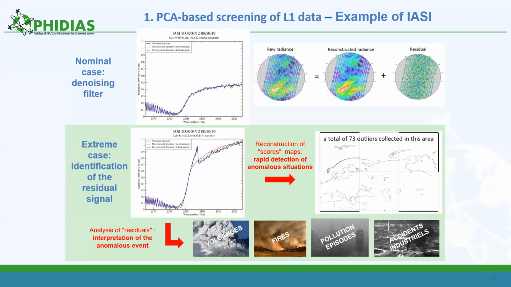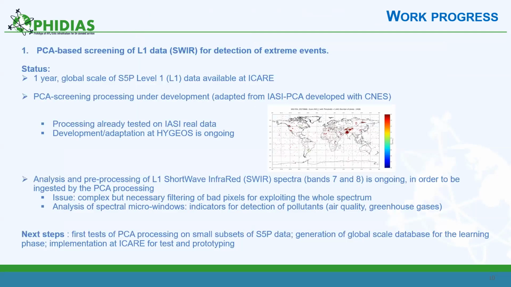But when there is a specific extreme event, the outlier or the specific signature of the extreme event is not reconstructed by the processing, and we can identify outliers and make maps of this sort of extreme event. This allows, by analysis of the spectral structure of the outlier, to interpret the information in order to classify specific extreme events like volcanoes, fires, pollution episodes, etc. This work is in progress. It is based, as I just said, on already validated processing of IASI data, developed with the French Space Agency, CNES.